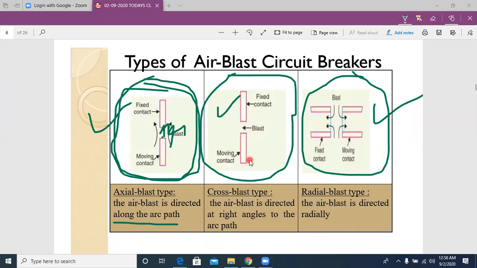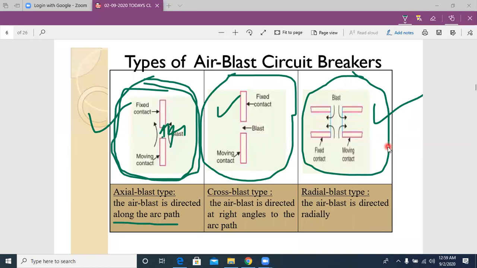Second one is cross blast type. In cross blast type, airflow direction is exactly perpendicular. Airflow is perpendicular to the arc. Here we can see it. The air blast is directed at right angles to the arc path. At that moment, this type of circuit breaker we call cross blast type circuit breakers.